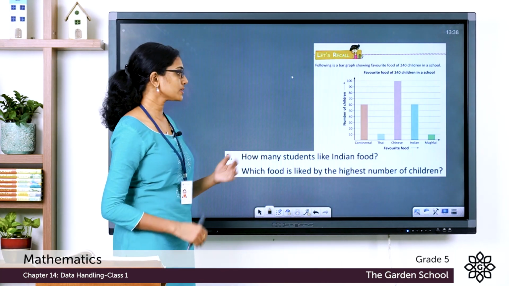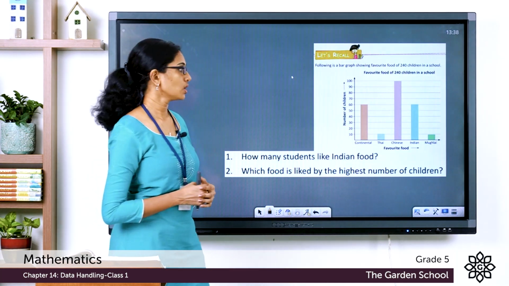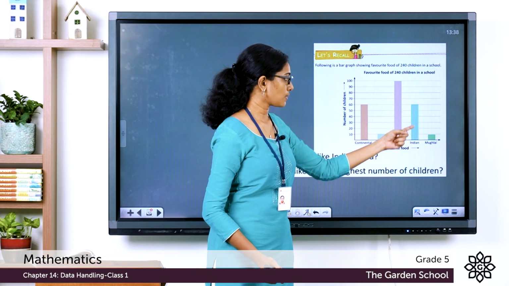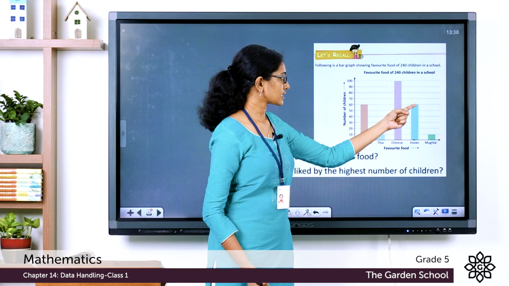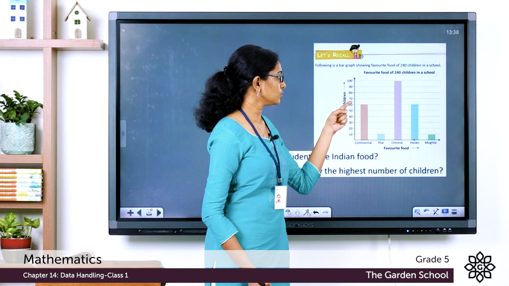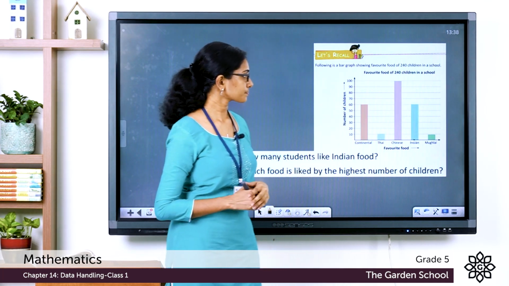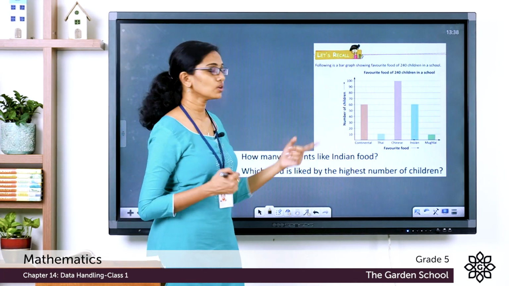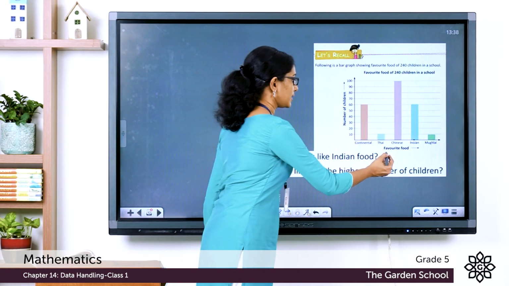The first one, how many students like Indian food? So let's check the bar corresponding to Indian food. This is that bar, and this bar has a height equal to the number 60 here. So the number of students that like Indian food is equal to 60. So let's write 60 here.